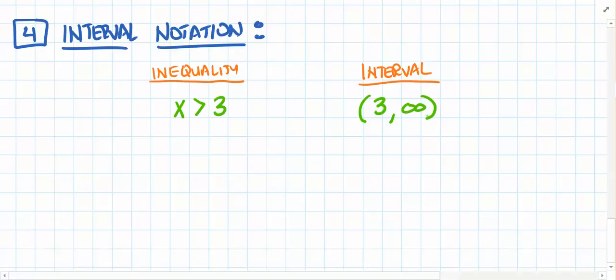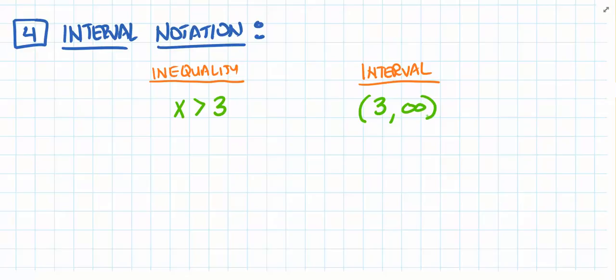A couple of things to note. Whenever you're dealing with infinity, you never ever put a closed bracket on it. I'll talk more about that in a second, right? The reason is because if you put a closed bracket on it, that means you're actually including that number. There's no way you can actually include infinity. So you never put a bracket on it. You always use a parenthesis with it, okay?